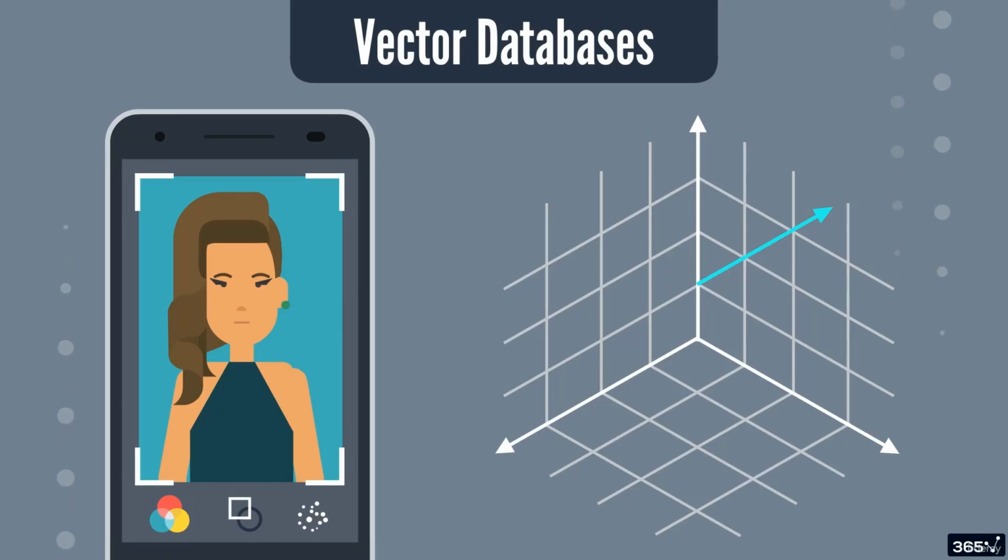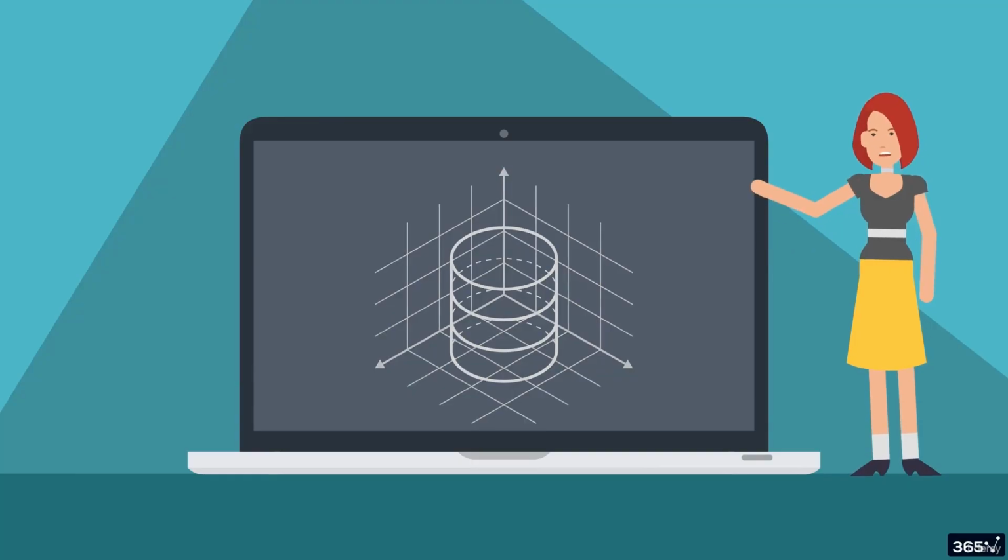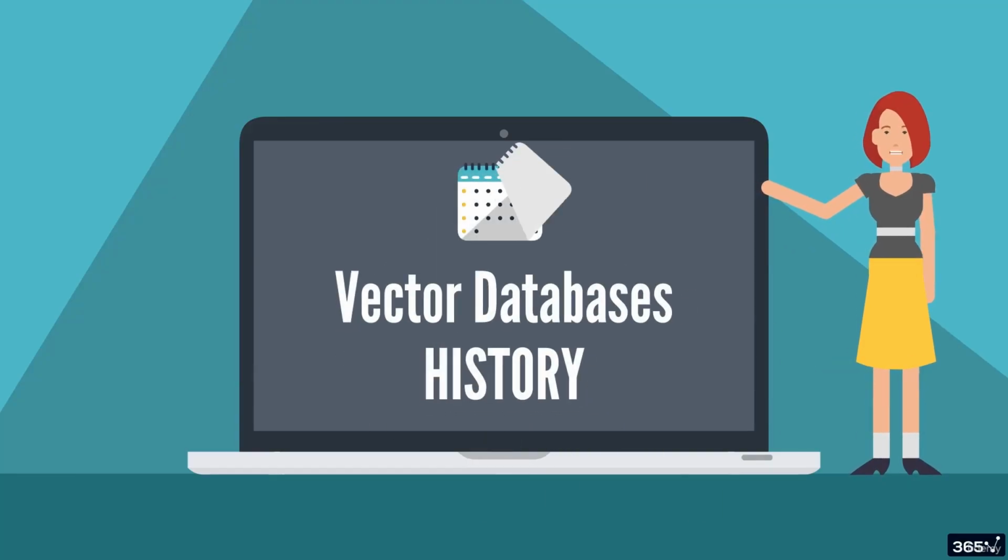And since vectors are objects in space, we can measure the distance or similarity between each two vectors when we have multiple vectors. This will be a central concept that we'll explore later. But for now, let's focus on what vector databases have been used for in recent years.